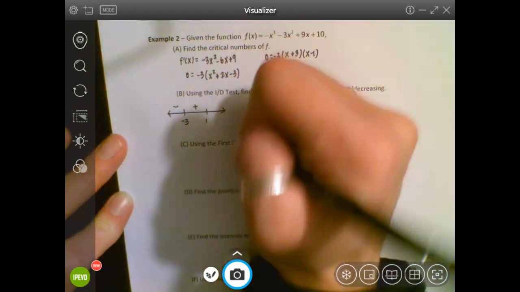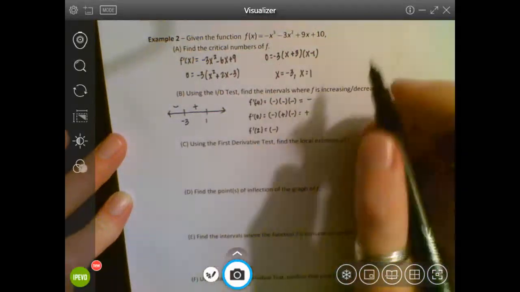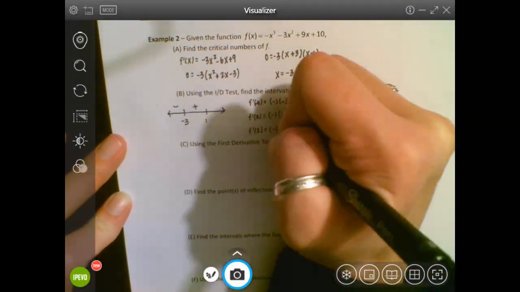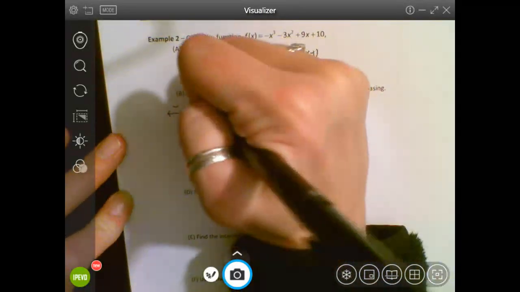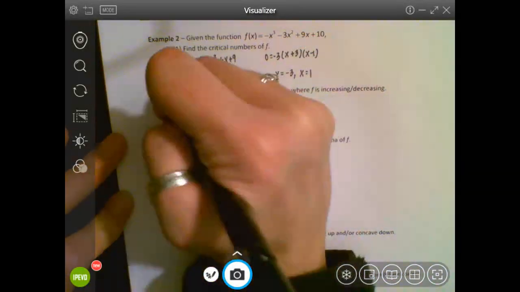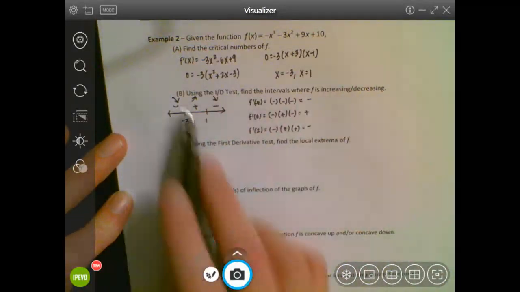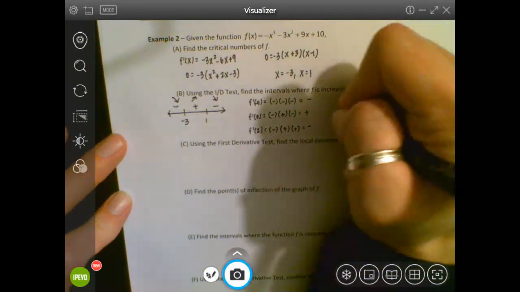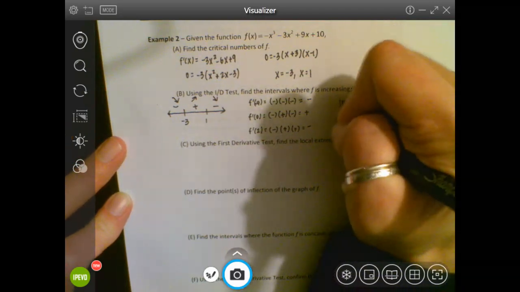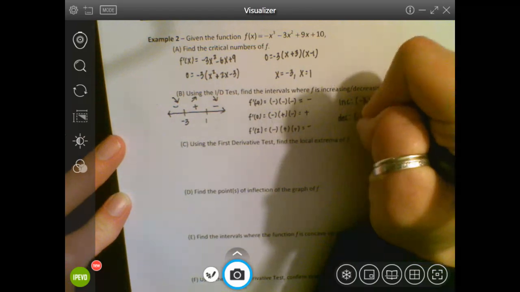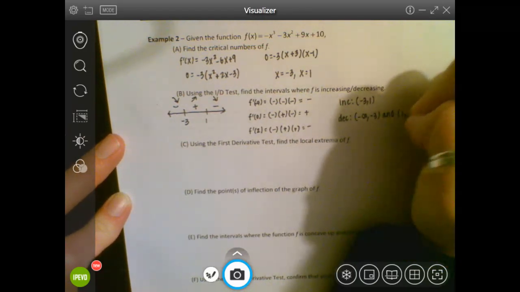And then from 1 to infinity, I'll just pick 2. So negative 3 is negative, 2 plus 3 is positive, 2 minus 1 would be positive. So this will give us a negative. So we're increasing and decreasing in these intervals. Now I can summarize what my arrows are telling me. So we're increasing from negative 3 to 1, and we are decreasing from negative infinity to negative 3, and from 1 to infinity.